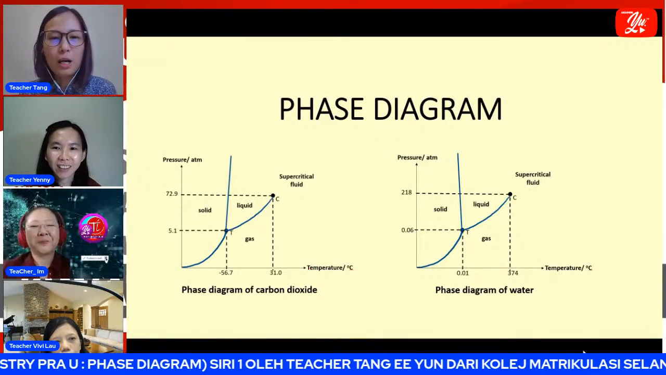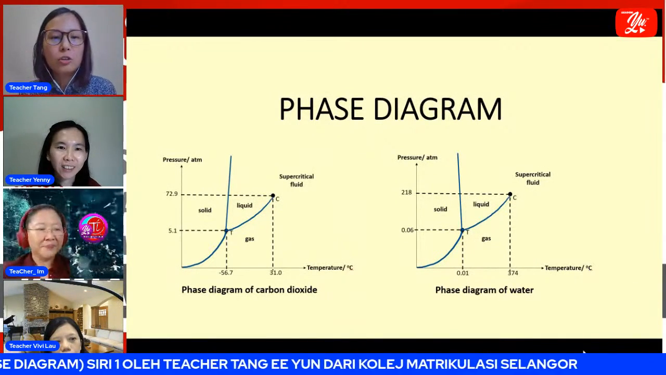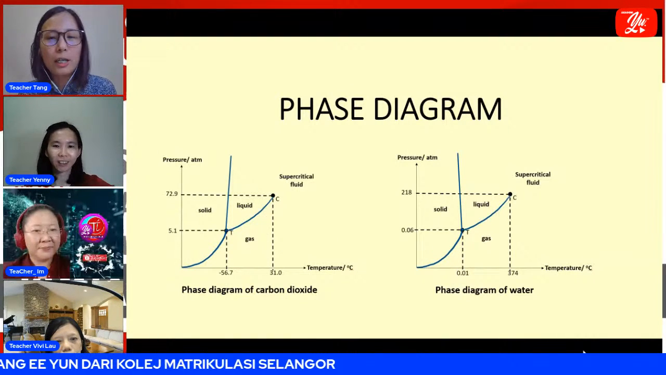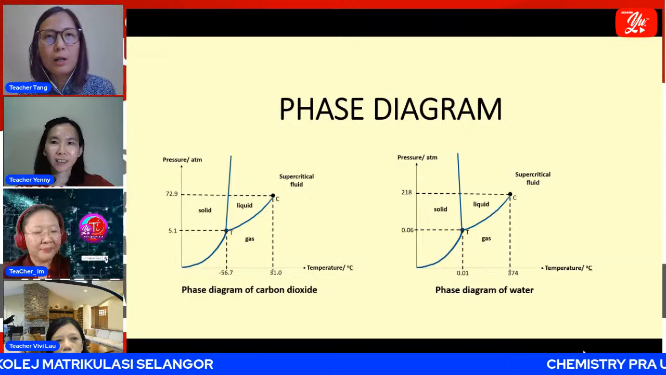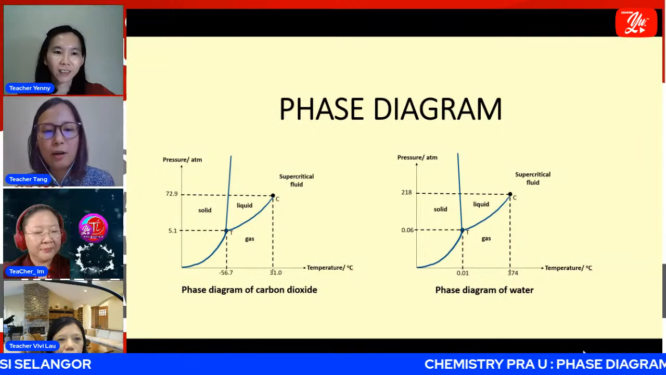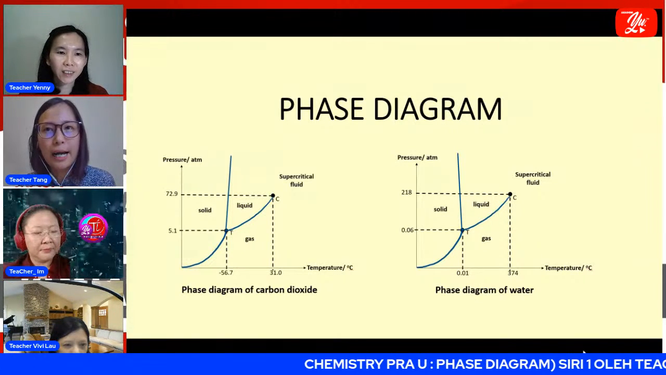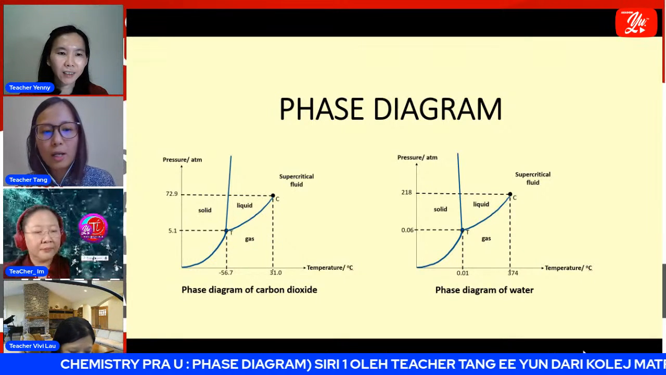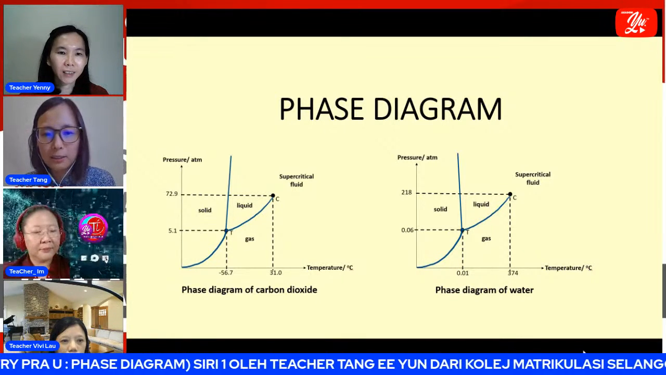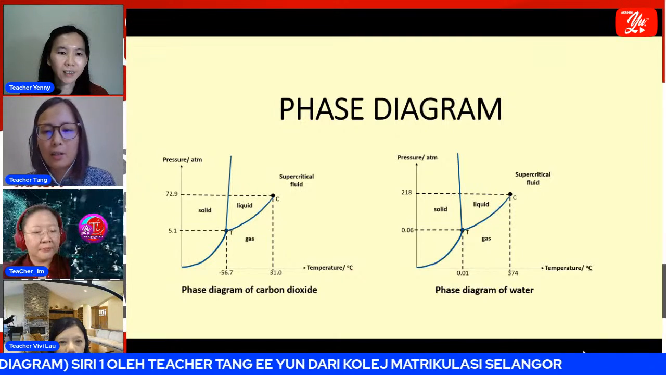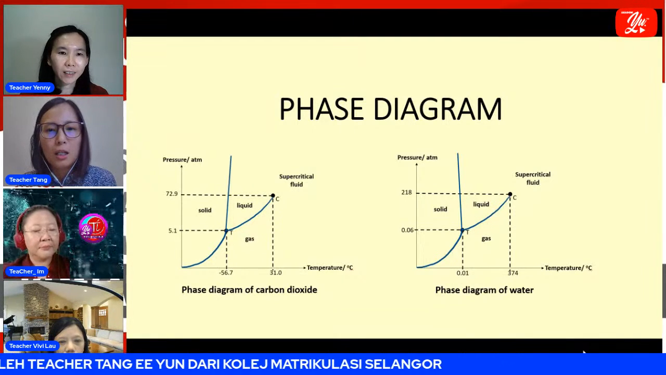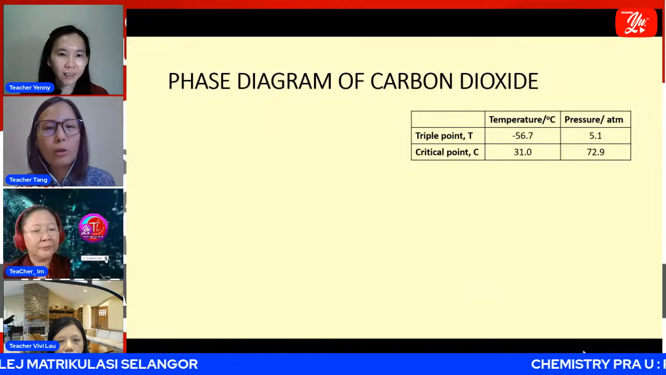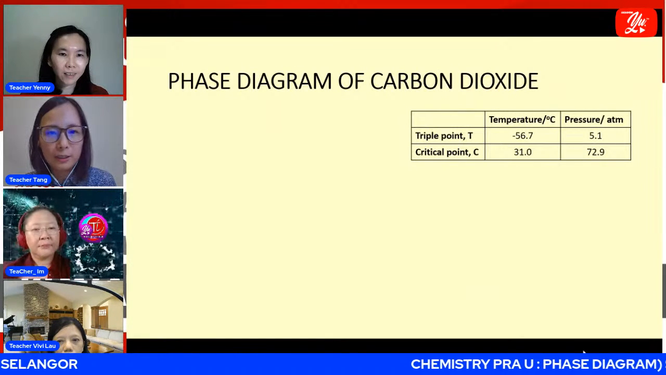Now we come to the topic for tonight. Tonight I'm going to revise phase diagrams with you. We are going to revise the two phase diagrams covered in SK015 matriculation chemistry. The first one is the phase diagram of carbon dioxide, and the second one is the phase diagram of water. First, we shall revise how to draw the phase diagram for carbon dioxide.